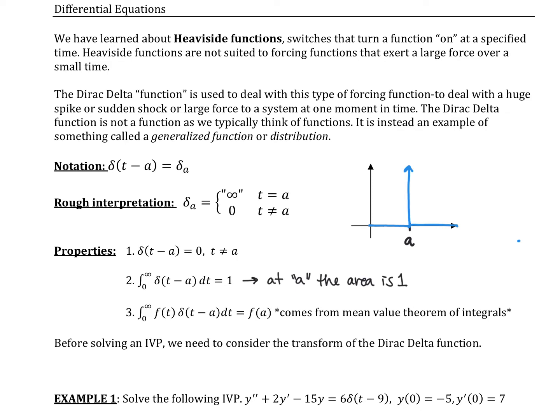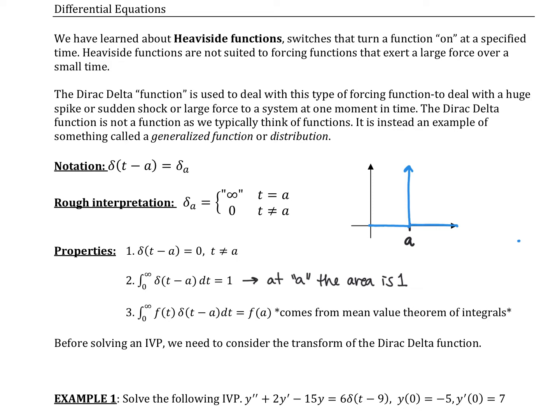And then the third thing that we have is that the integral from 0 to infinity of some function f of t times this Dirac delta function, t minus a dt, equals f of a. And this comes from the idea of the mean value theorem for integrals. And we'll look at what this looks like here in just a second, but I want to talk about some of the bounds you could see.